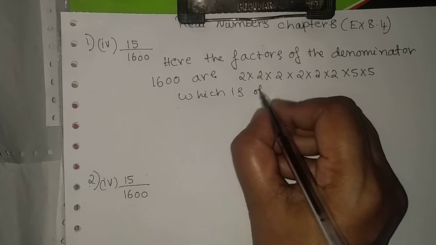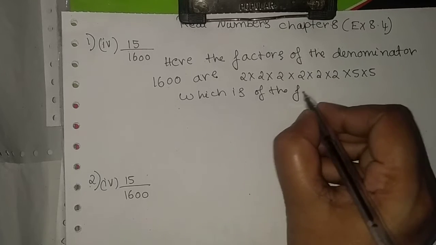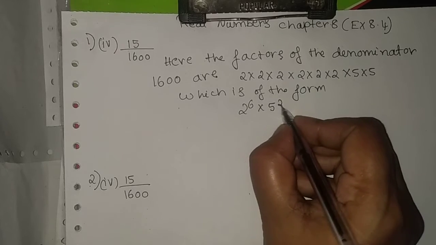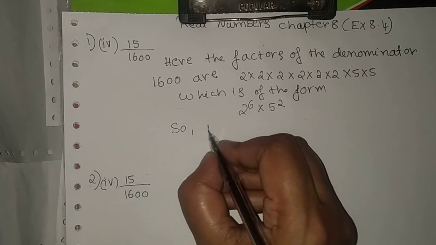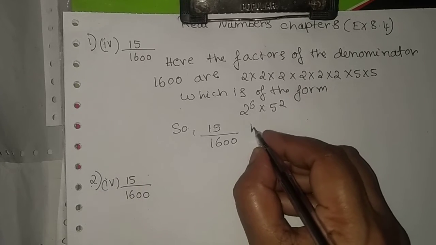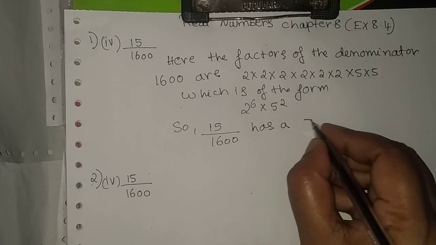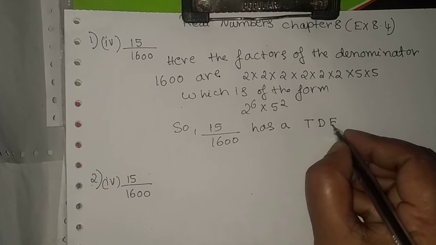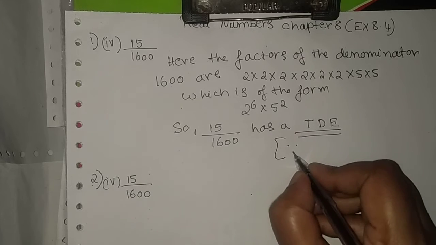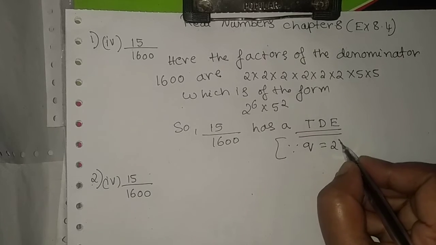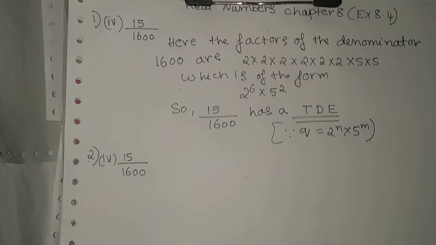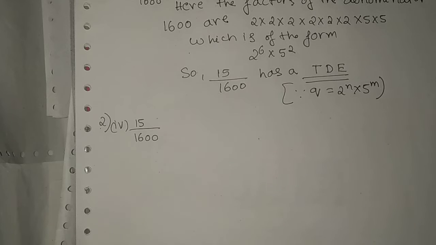Which is of the form 2 power 6 into 5 square. So what we have to write: 15 by 1600 has a TDE. I'll write the short form, that is terminating decimal expansion. So which is in the form q is equal to 2 power n into 5 power m. So this is for the first part of the fourth question.